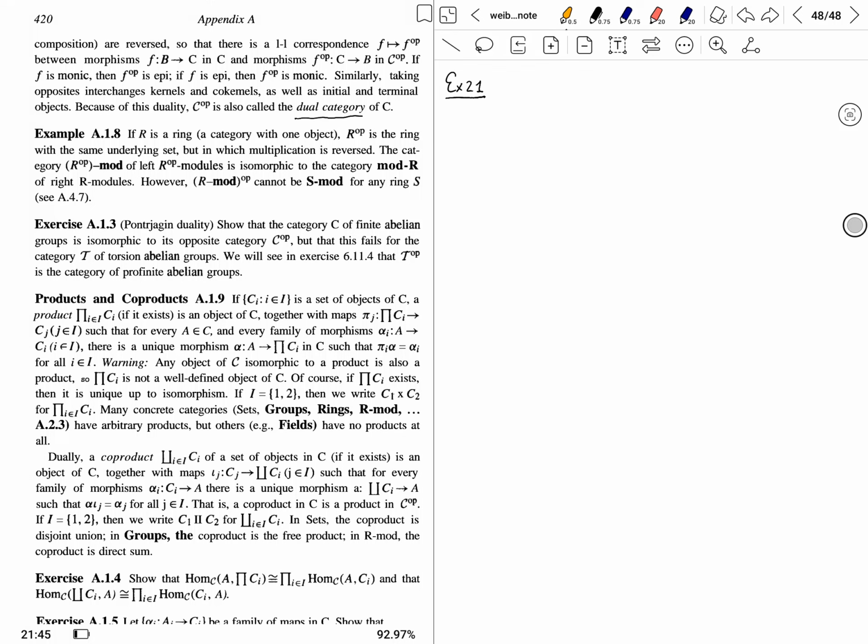Exercise 21 corresponds to 8.1.3. So we show that the category of finite abelian groups is isomorphic to its opposite category, which means category equivalence to its opposite category, finite abelian groups.